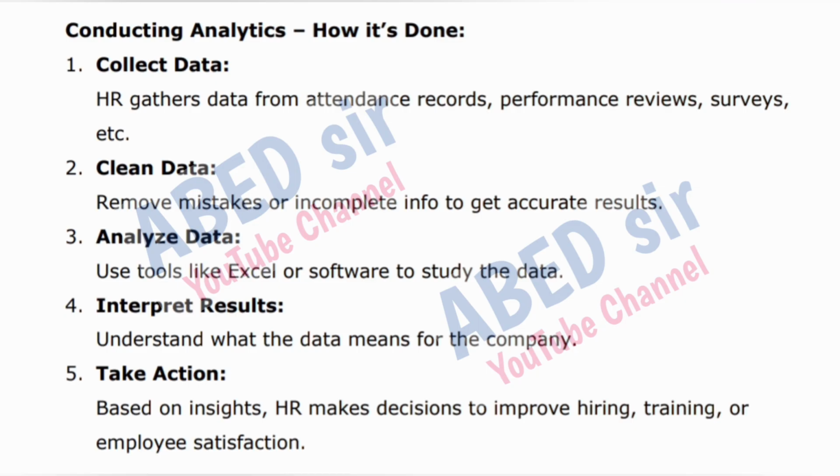1. Collect data. HR gathers data from attendance records, performance reviews, surveys, etc. 2. Clean data. Remove mistakes or incomplete info to get accurate results. 3. Analyze data. Use tools like Excel or software to study the data. 4. Interpret results. Understand what the data means for the company. 5. Take action. Based on insights, HR makes decisions to improve hiring, training, or employee satisfaction.